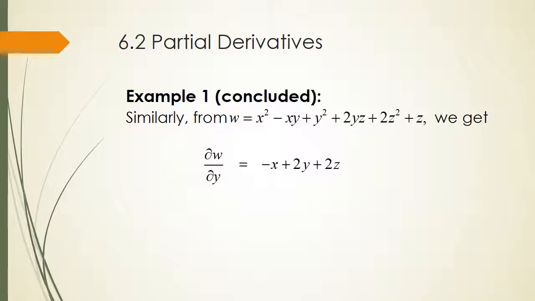Now let's do z. The x squared goes away. The xy goes away. The y squared goes away. We only have to deal with things that have z's inside. In fact, that might be a good way to think about it. If the term doesn't have the variable you're taking the partial derivative with respect to, it's going to become 0. So you can completely ignore those. So we just have 2y plus 4z plus 1.